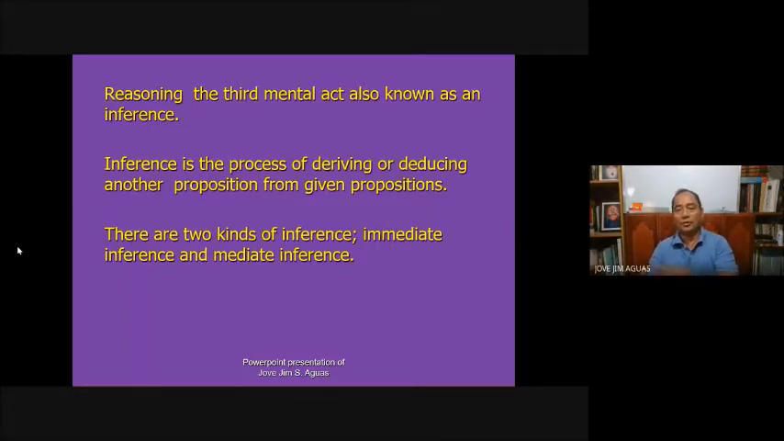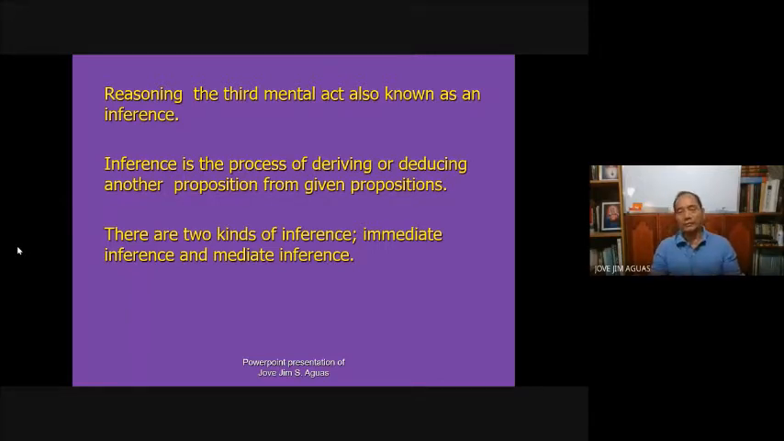Okay? So, for example, when we say the sun is bright, and we can also say that during the day the sun is shining. Okay? We can put together this: the sun is bright, the sun is shining during the day. Okay, and come up with other statements or propositions based on these two propositions.